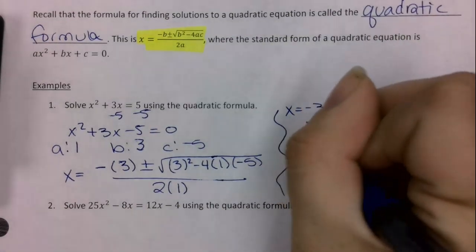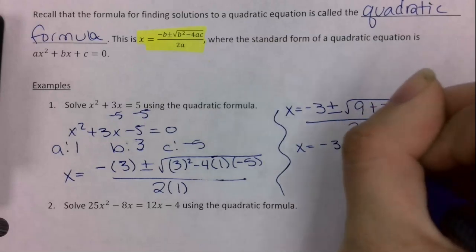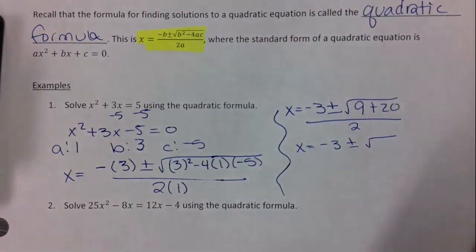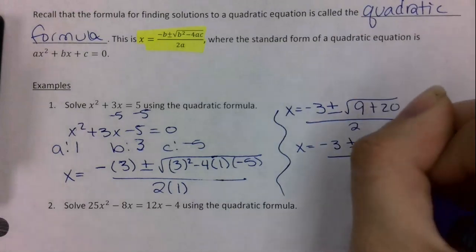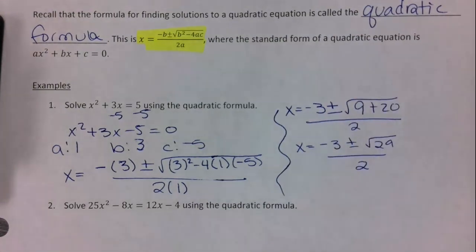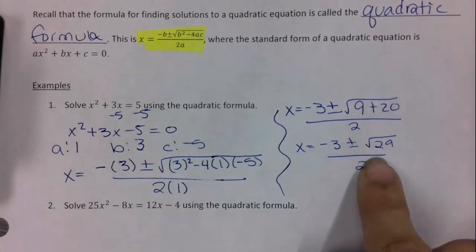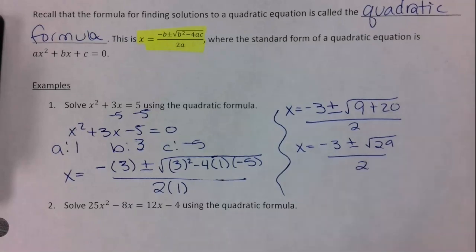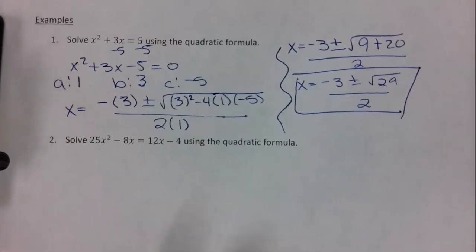Okay. So then I want to combine like terms under the radical. 9 plus 20 is 29. Can I take the square root of 29? Can I simplify it? Like, can I make a factor tree for 29? No, 29 is prime. So this would be my answer. Questions on number 1? I can't solve anymore because of the square root.